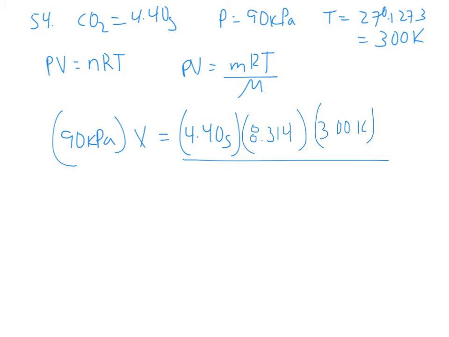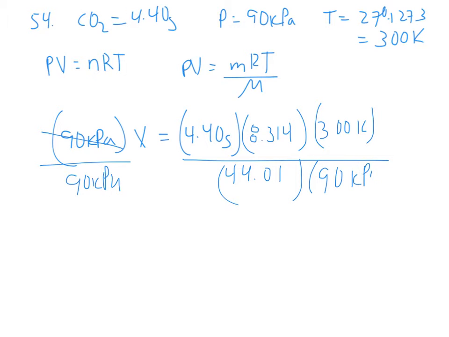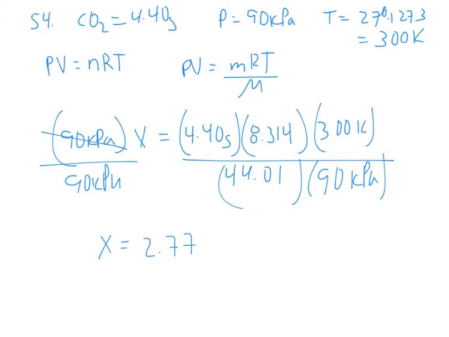And then I need my molar mass for CO2, 44.01. So when I go ahead and solve for this, I'm going to end up dividing both sides by the 90 kilopascals to get V alone. And I come up with V having a value of 2.77, and that would be in decimeters cubed.